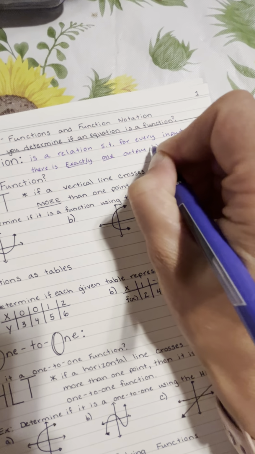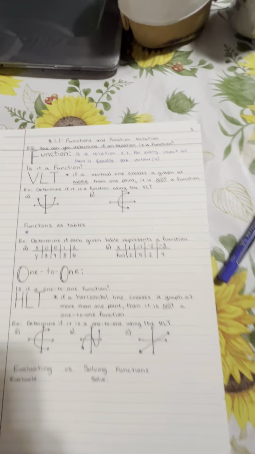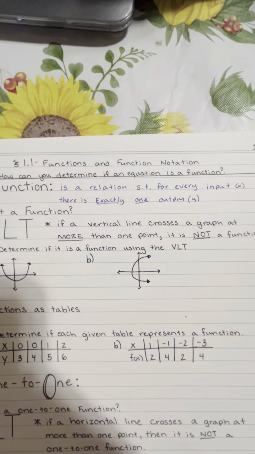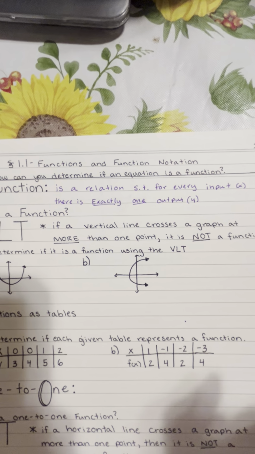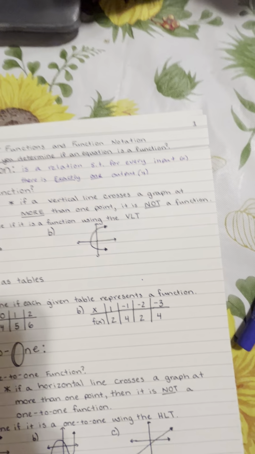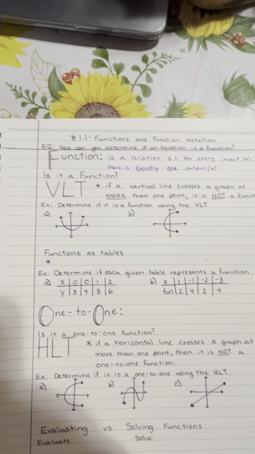And this is super important. It might even be a test question. What is a function? And you should know what it is. So again, it is a relation such that for every input x, there is exactly one output y. So every x, there is one y. That's what you got to remember. And we've actually done this before too.